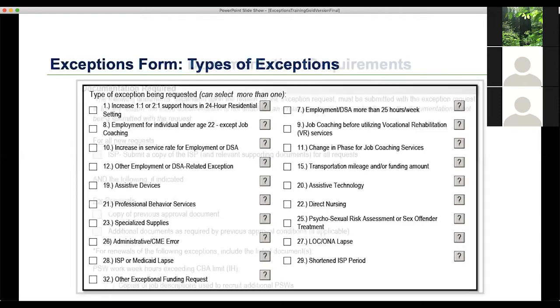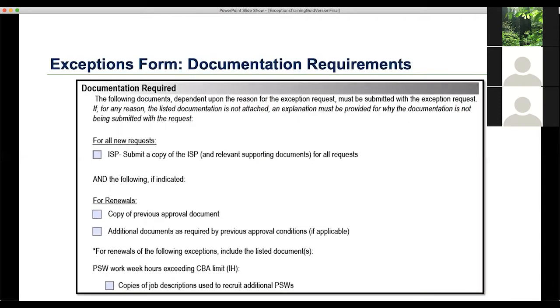And then we have some documentation pieces. Again, this is just something to show you at the end after those targeted questions. Depending on what type of exception you've requested in some of those documents, there's a checklist to guide you with what needs to be submitted with this exception request.